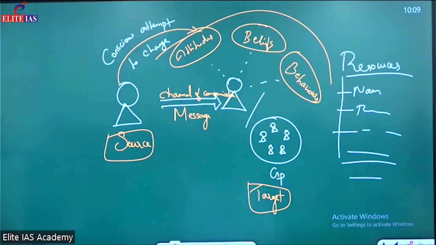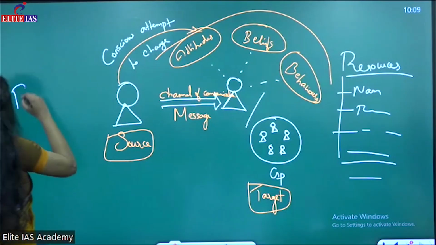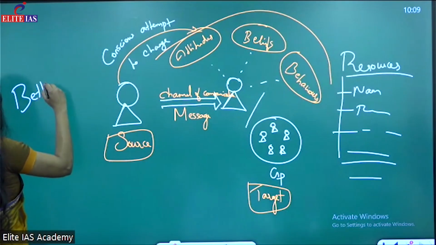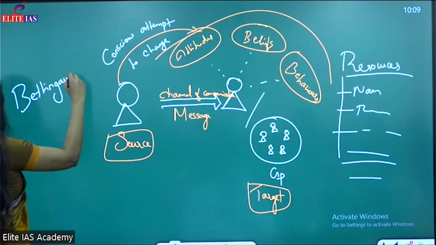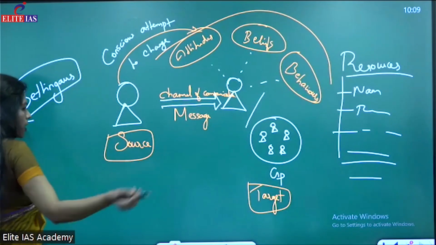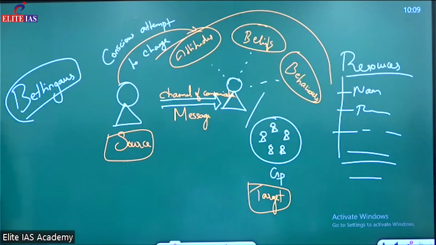And why is it doing that? To change. It's a conscious attempt made by this source to change the beliefs, attitudes, behavior of the target group. So that is called persuasion. This definition was given by Bettingas. Bettingas is the person who, now you have written some definition. No, it was given by Bettingas.